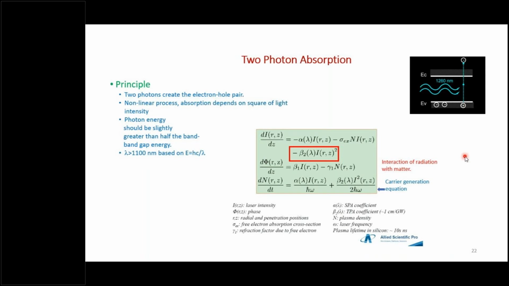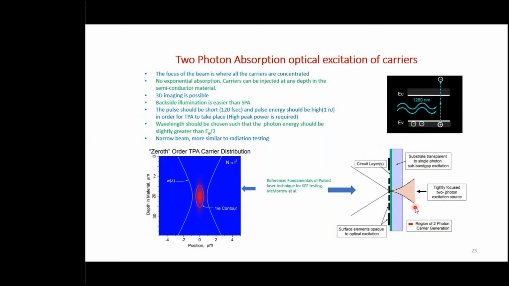So two photons would put their energies together, but this does not happen for any type of laser. The pulse energy should be in nanojoules, and the pulse duration should be in the 100 femtosecond region, a very short pulse. And what happens in this interaction of radiation with matter is that the third term becomes important. The nonlinear term, which is proportional to I squared, becomes important. The other terms become negligible. So the change of intensity is proportional to I squared instead of I, and the rate of deposition of charges is also proportional to I squared. Normally, photon energy should be slightly greater than half the band gap energy, and this is a nonlinear process that happens. So you can see this effect in a better representation here.